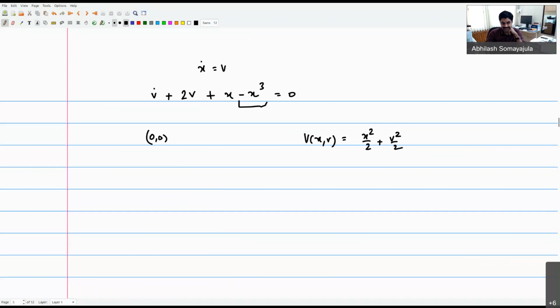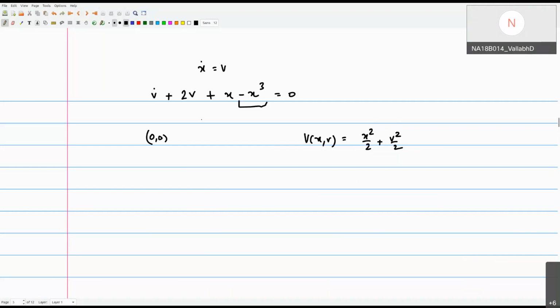But if the cubic term is there, it is causing a problem, isn't it? Why is it causing a problem? After we write the V dot, we will get minus 2v square plus x cube v, and then we can't determine exactly whether it will always be positive or always be negative. Correct. x cube v will not make any sense for us, right?